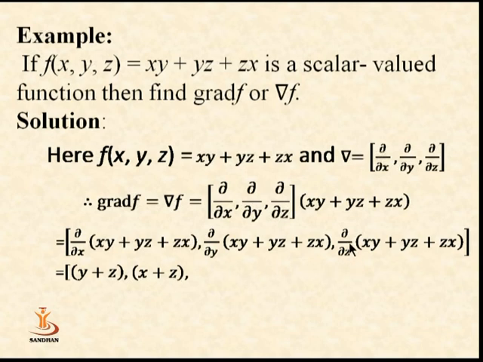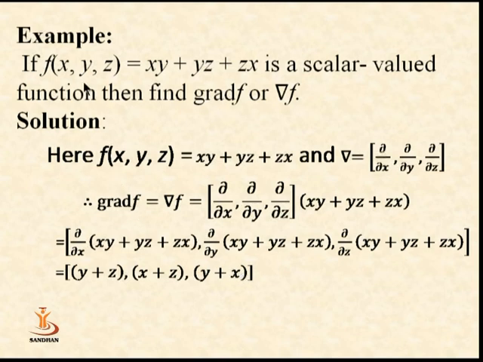Now we do the differentiation with respect to z. That time we consider x and y as constants. Thus the differentiation of xy is equal to 0, since in the first term there is no z. In the second term the differentiation of z is equal to 1, and y into 1 gives y. In the last term the differentiation of z in zx is equal to 1 into x, which is x. Thus we get y plus z.